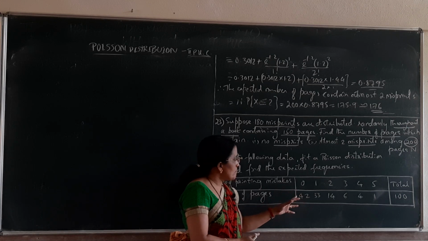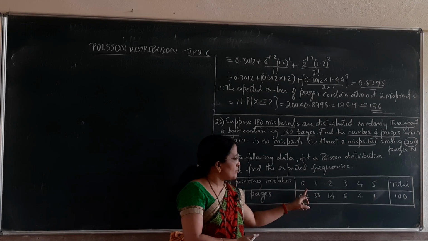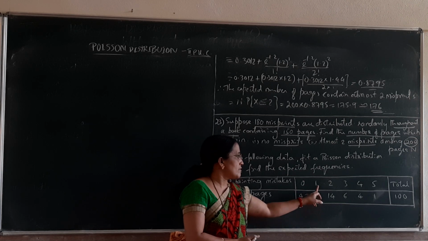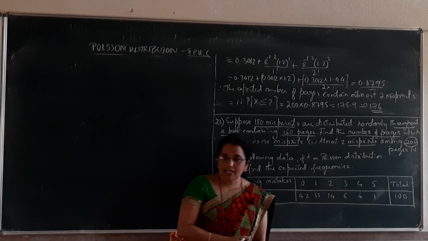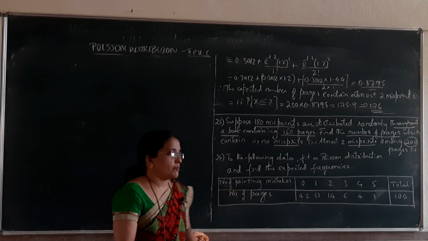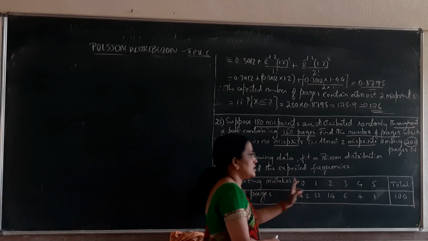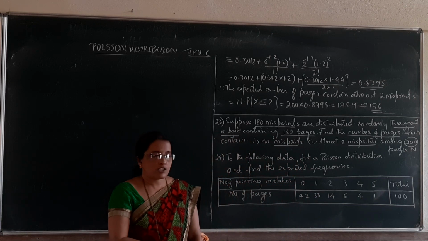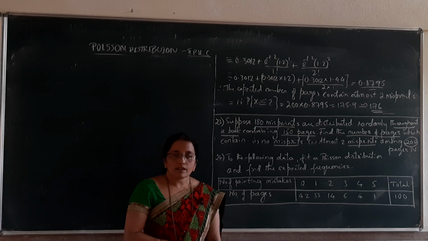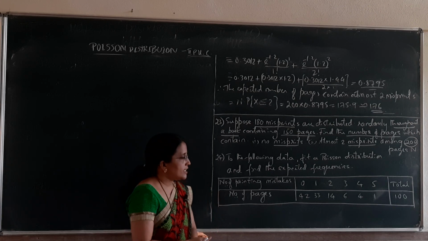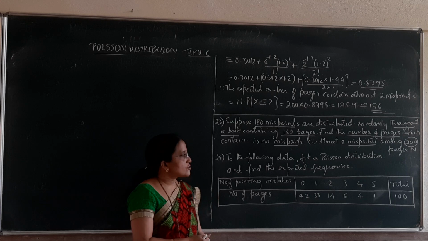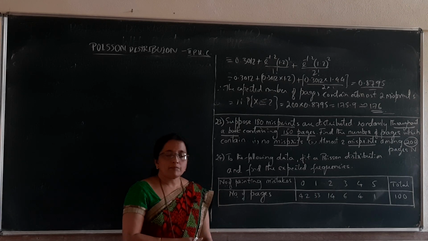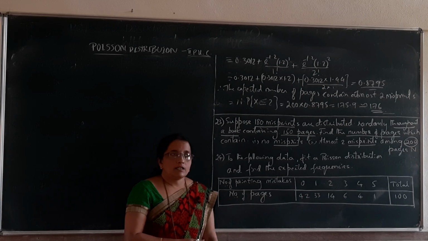In a page, some pages have 0 mistakes. Totally how many pages are there where there are no mistakes? 42. 33 pages have 1 mistake. 14 pages have 2 mistakes, and so on. That is why, observing a particular situation, they have given one observed frequency distribution. For this, we have to fit a Poisson distribution. And always the parameters determine any distribution in a proper manner. So first we have to see whether lambda is given or not. Sometimes lambda will be given in a problem like this.